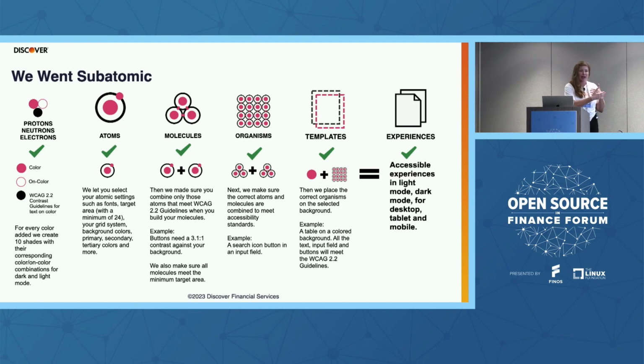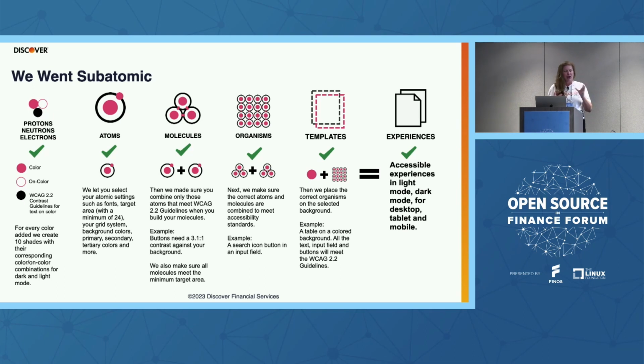And what we do is we pair it with an on color, which means that's whatever color you should have text or icons on top of it in order to meet that WCAG requirement of 4.5 to 1. So that sounds very mundane, but there's a lot of math that actually goes into doing that and creating that for you.